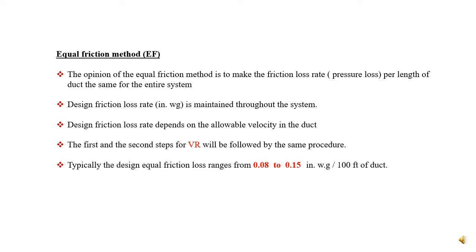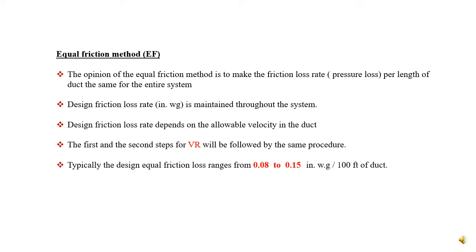Alright, and this chosen friction loss rate in inch water gauge per 100 feet should be maintained throughout the system. Where it's not possible, then you are allowed to use the velocity reduction method.